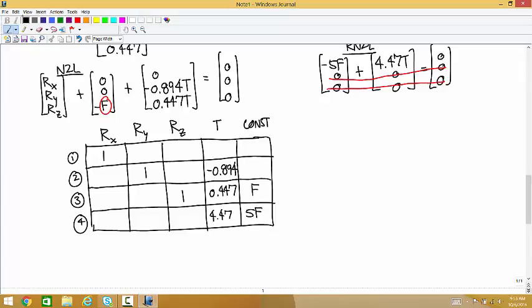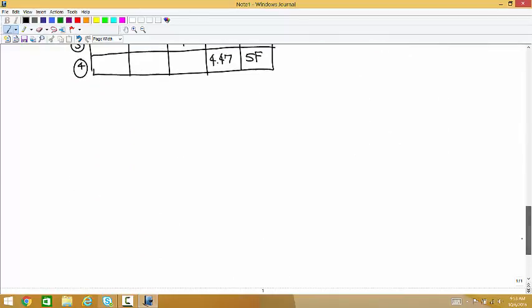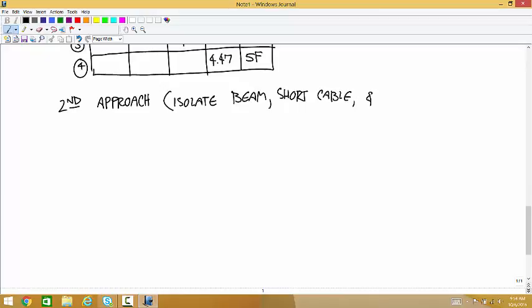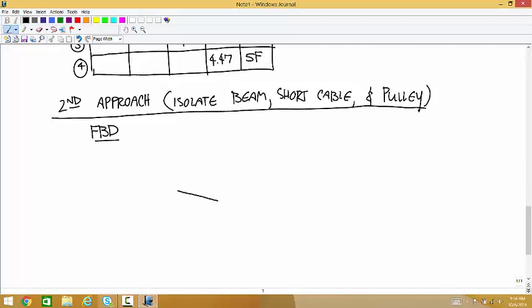Okay, so let's do it the other way. This was the first approach. Okay, here's the second approach. We're going to isolate the beam, the short cable, and the pulley. So a free body diagram looks like this. Now we're also including the short bit of cable on the end, and we're including the pulley.